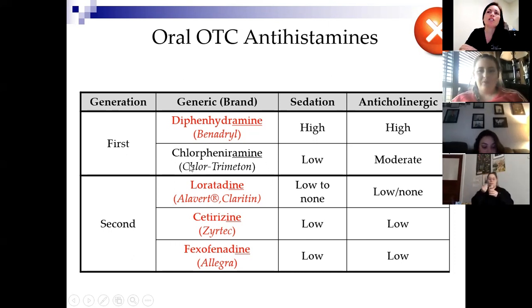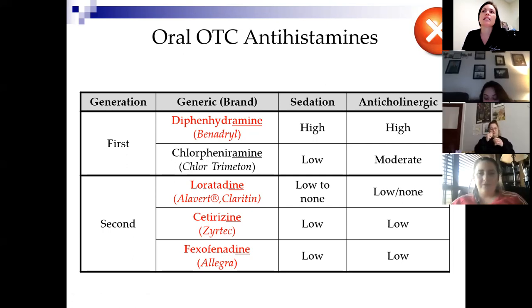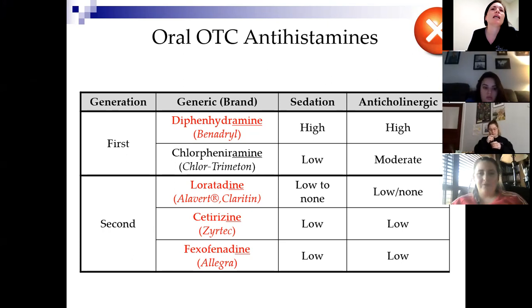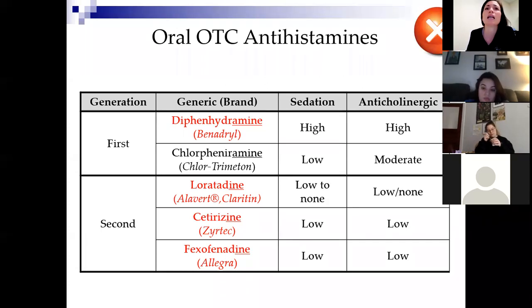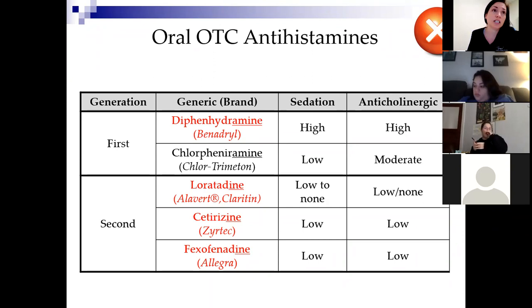So the first generation of the histamine blockers is Benadryl, the brand name. Diphenhydramine. I was saying this earlier. Today, my brain isn't saying words very well. Some days I'm on top of it better than others. The anticholinergic activity of Benadryl is very high, and the sedation is very high.